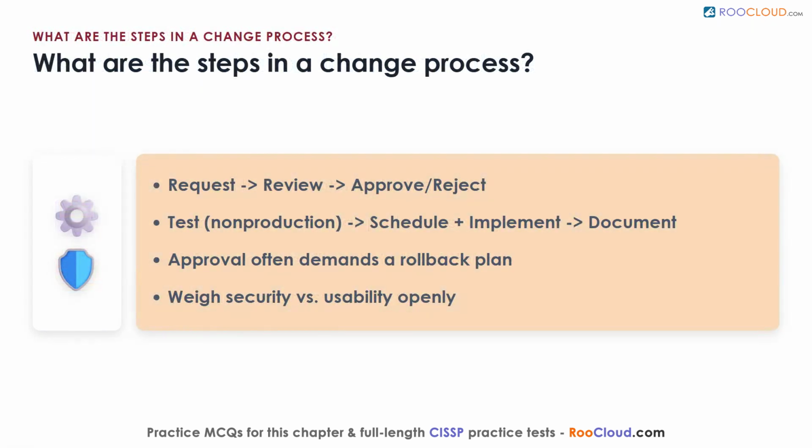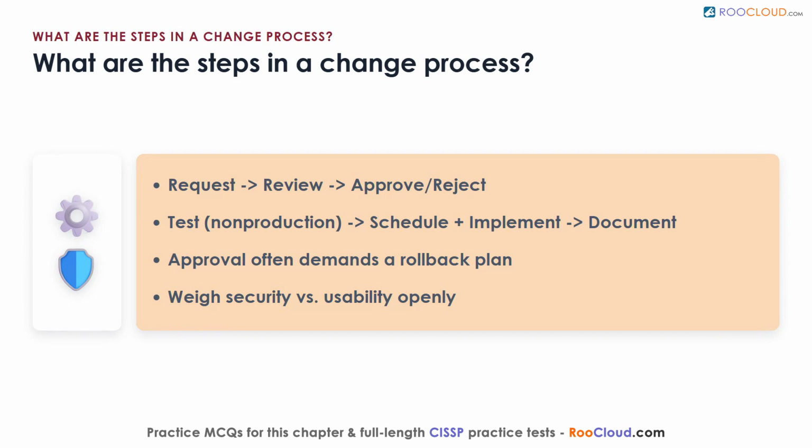What are the steps in a change process? A clean sequence that keeps every change controlled and reversible. First, someone requests the change, usually logged so it can be tracked. Second, experts from different areas review it, sometimes through a formal change advisory board. Third, they approve or reject it and record the decision, often demanding a rollback plan. Fourth, they test it, ideally on a non-production system, to surface problems early. Fifth, they schedule and implement it during low-impact hours, rollback plan in hand. And sixth, they document it so everyone knows what changed and any rebuild can restore that state.